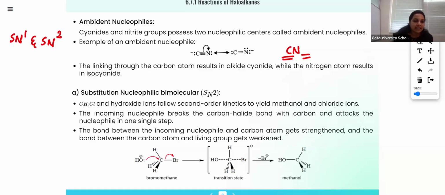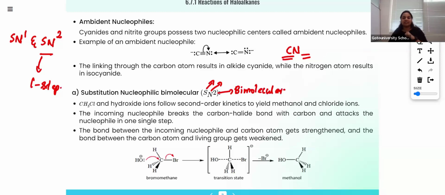The SN2 mechanism is a single-step process. It is a one-step process. In SN2, the product has a configuration that is opposite to that of the reactant. See, this is the compound. I am taking bromomethane. Here OH minus is attacking. In the SN2 mechanism, S denotes substitution, N denotes nucleophilic, and 2 denotes bimolecular. What is this bimolecular? We will discuss that.